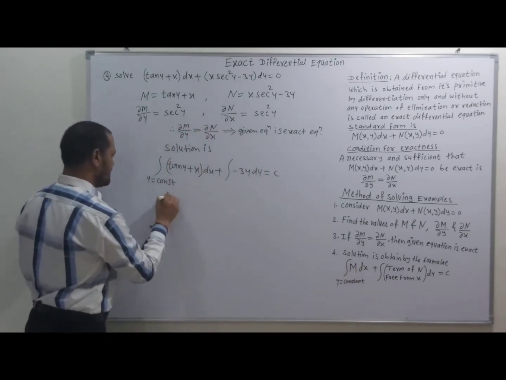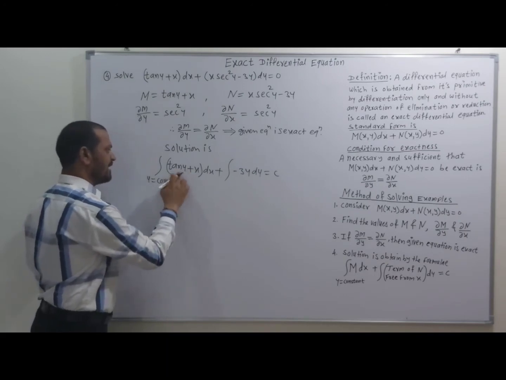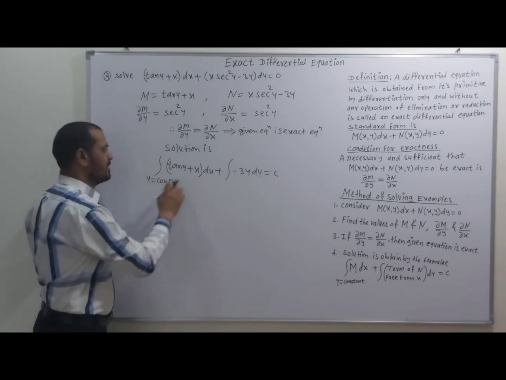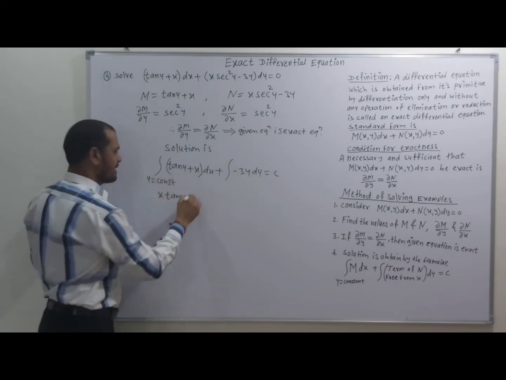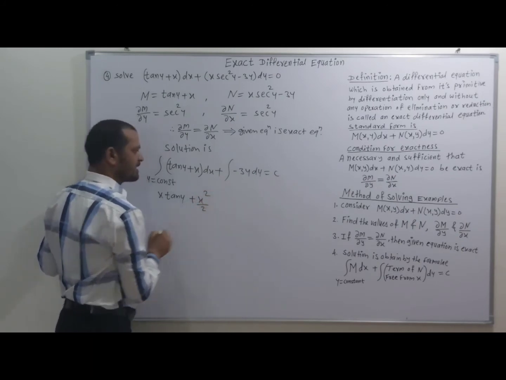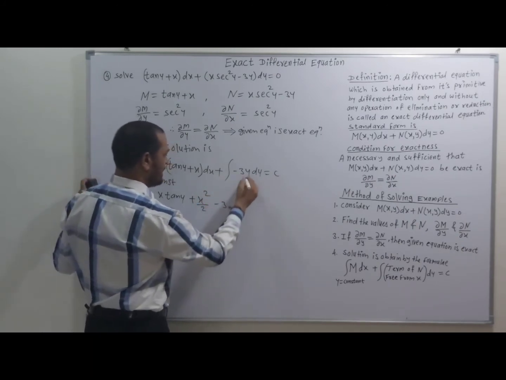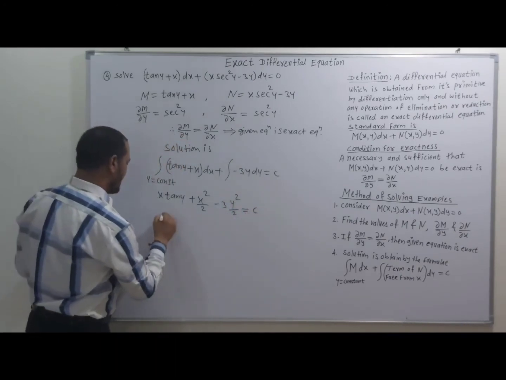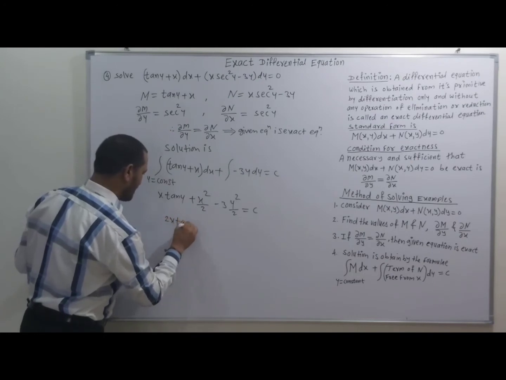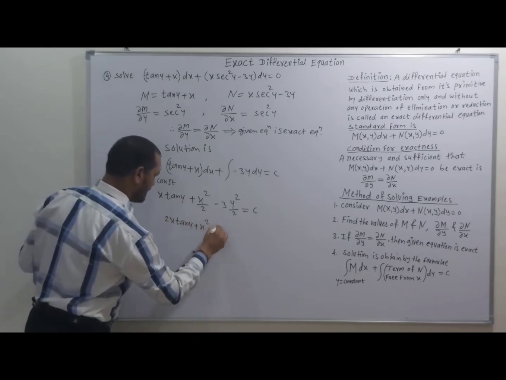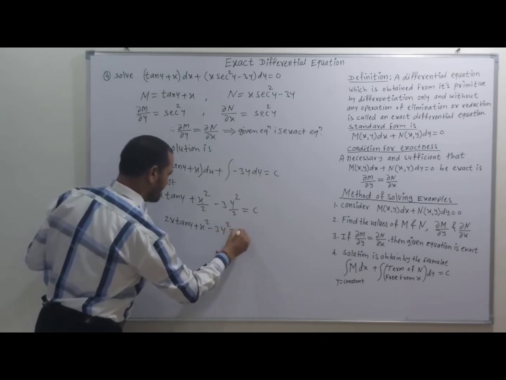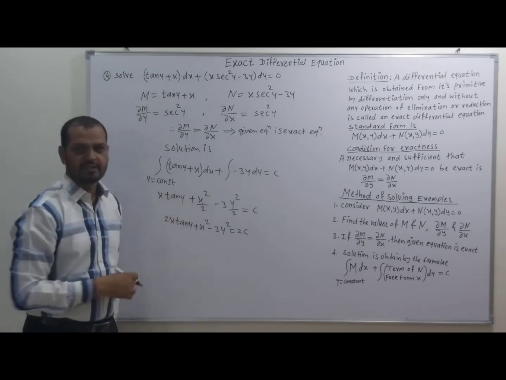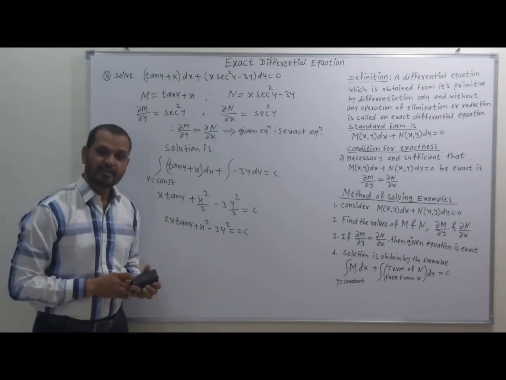Now just find out the integration. So here in the first term, this tan y is constant because we are integrating with respect to x, and here y is constant. So then integration of this term is x plus integration of x is x squared by 2 minus 3 times integration of y is y squared by 2 equal to c. Moreover, we can write this as 2x tan y plus x squared minus 3y squared is equal to 2c. After taking denominator 2 common and taking to the right side. So this is the fourth example based on this video lecture.